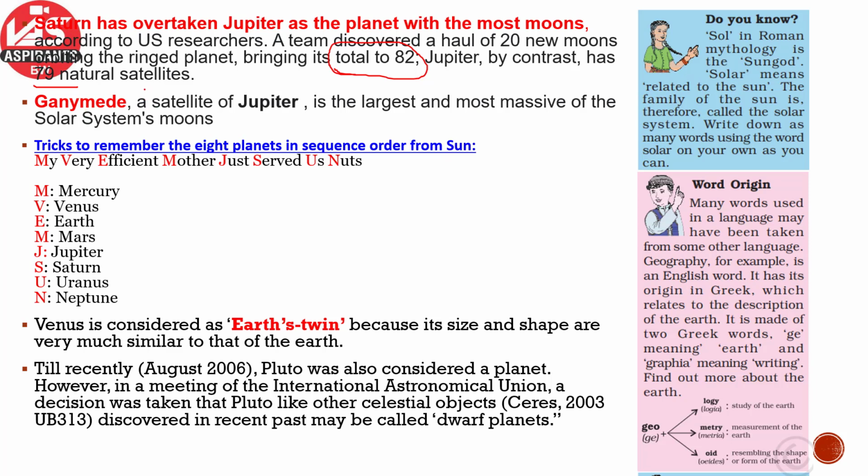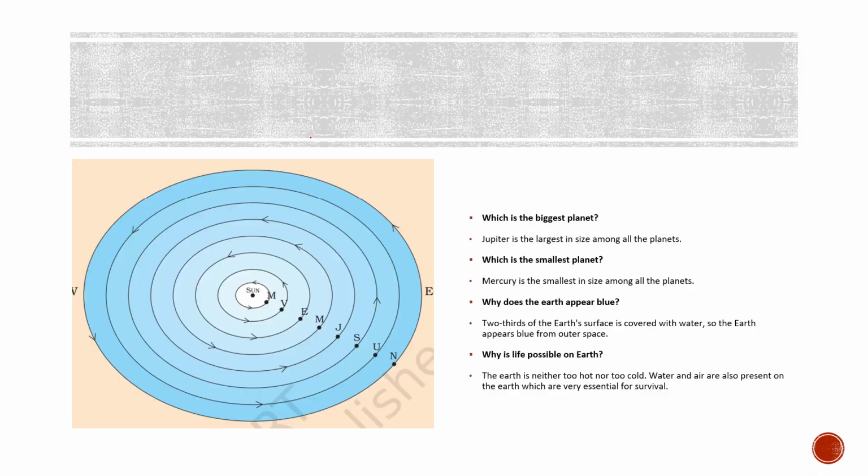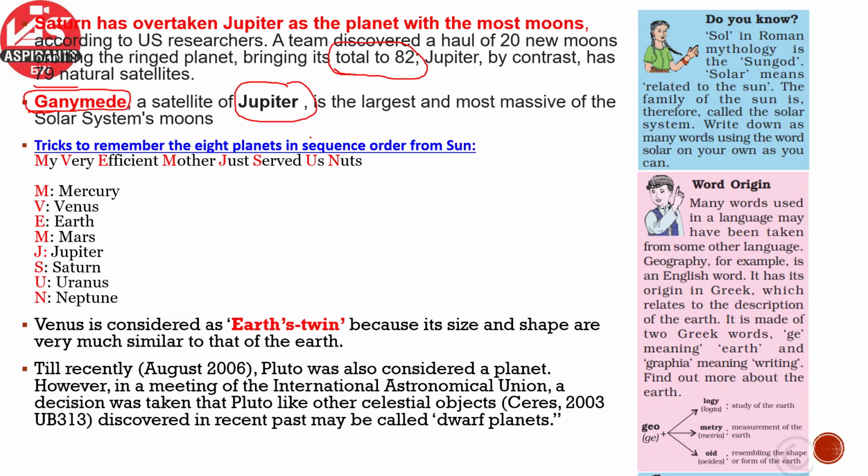And if we look at which is the largest satellite or the largest moon in our solar system, this one is Ganymede, and Ganymede is one of the moons of Jupiter. Now you will ask, what is a satellite? We will have a look at that too. Right now you can just remember Ganymede is the largest moon or the largest satellite in our solar system, and it is a satellite of Jupiter.